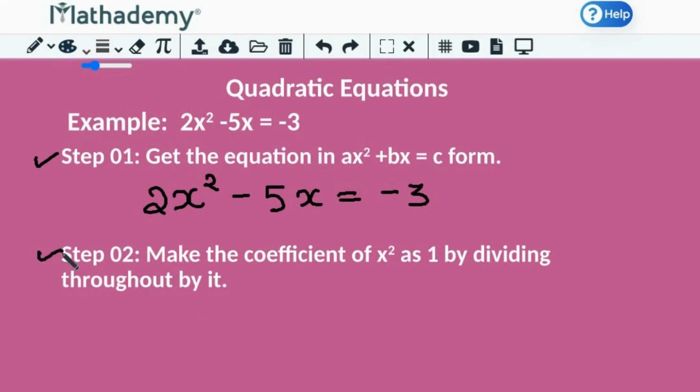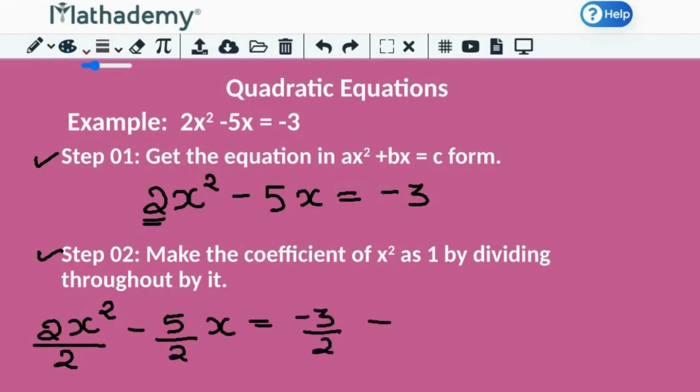Let's move with the second step. Make the coefficient of x² 1 by dividing throughout by a. So the coefficient of x² over here is 2. So I'll divide each and every term of this equation by 2. On dividing, what do I get? My equation now becomes x² − 5/2 times x = −3/2.